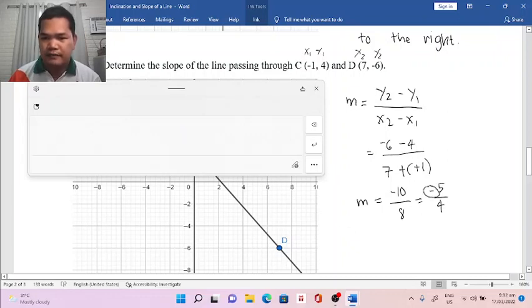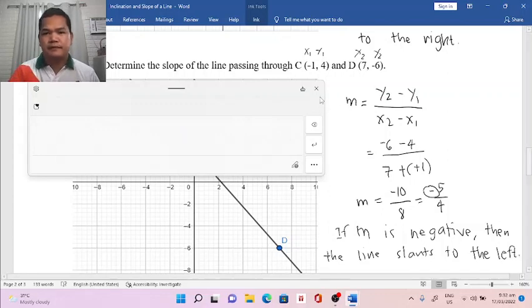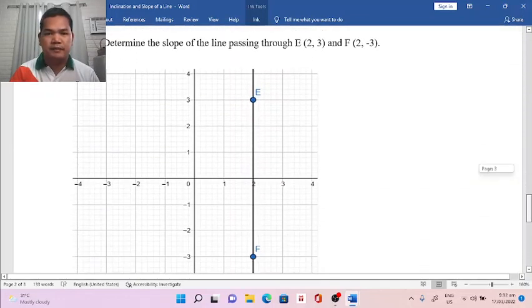So therefore, the sign is negative. If m is negative, then the line slants to the left. Okay. Now let us have the next example.